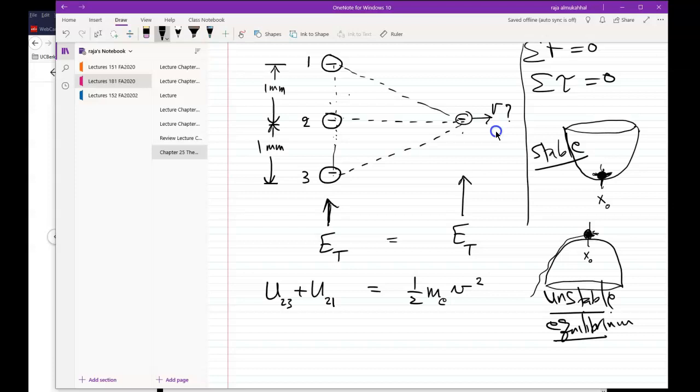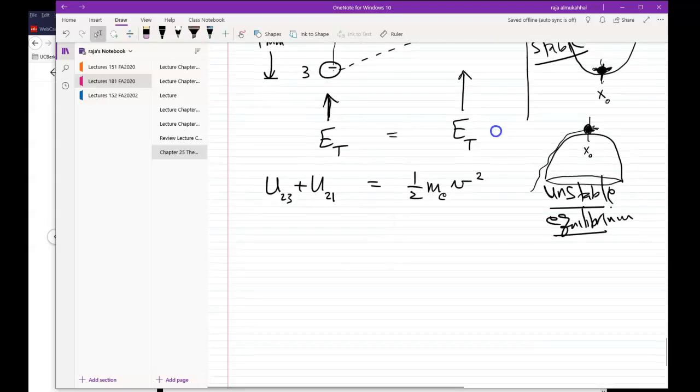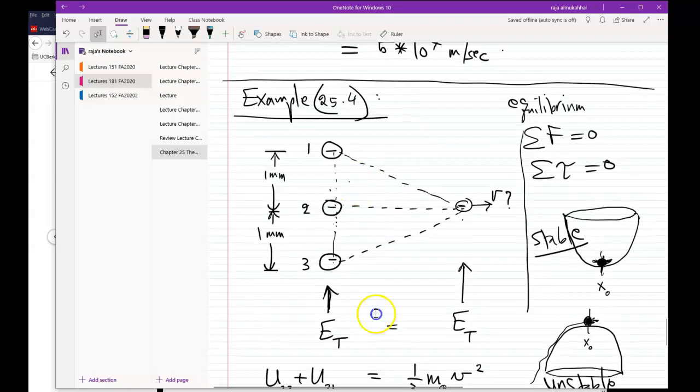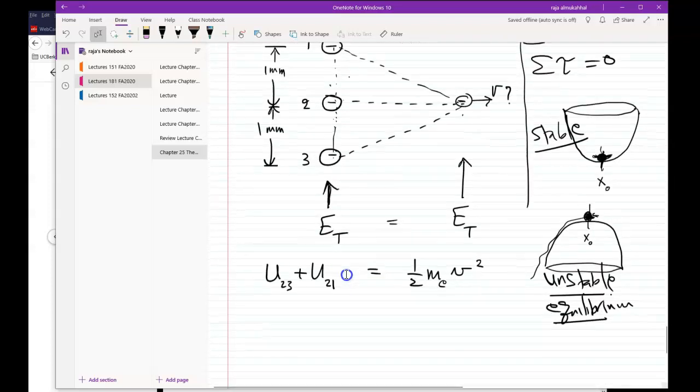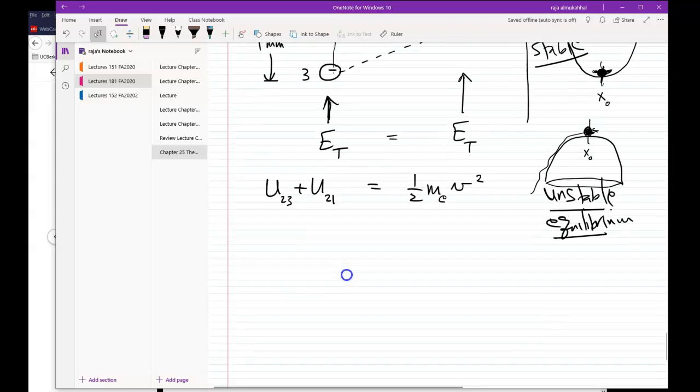So let's calculate that. Keep in mind, because this is potential energy, which is not a vector quantity, if the charge is negative, you want to put that negative in there. If it's positive, you put positive, and so on. However, because we're dealing with two electrons, negative times negative will give you a positive. So let me write this here: 1/2 m_e v squared. I'll come back to it.